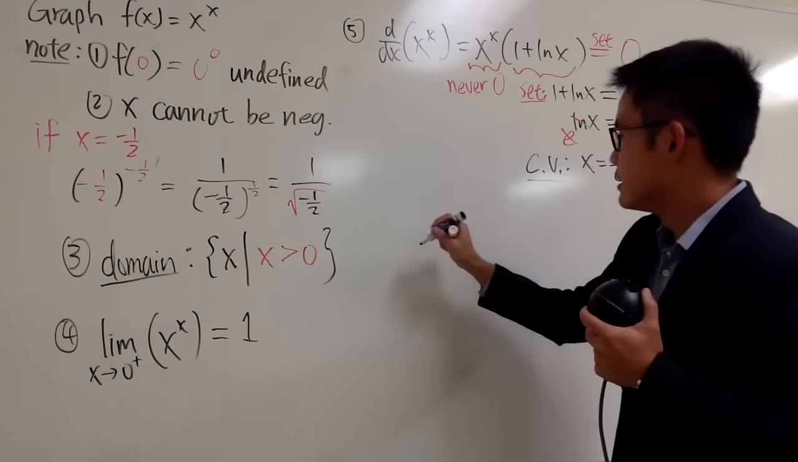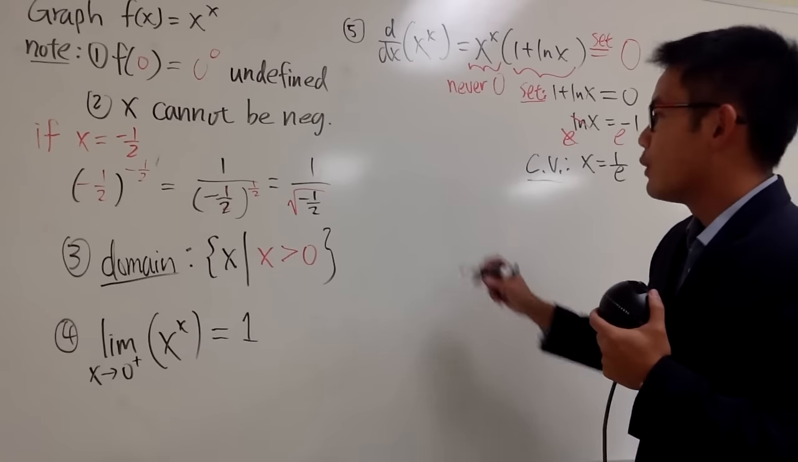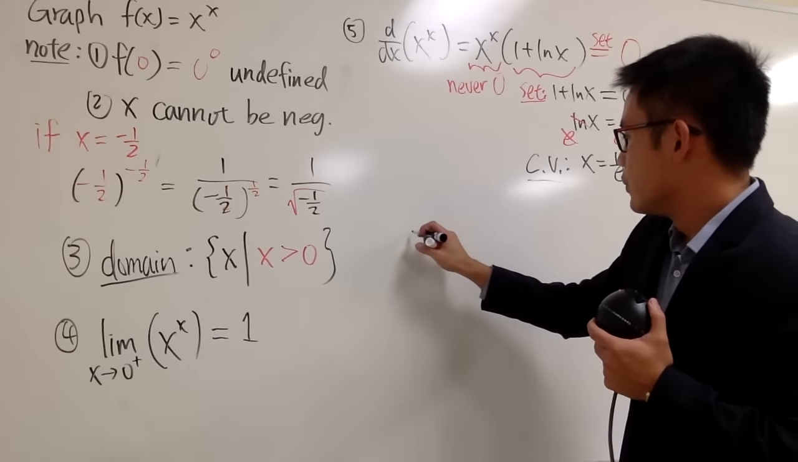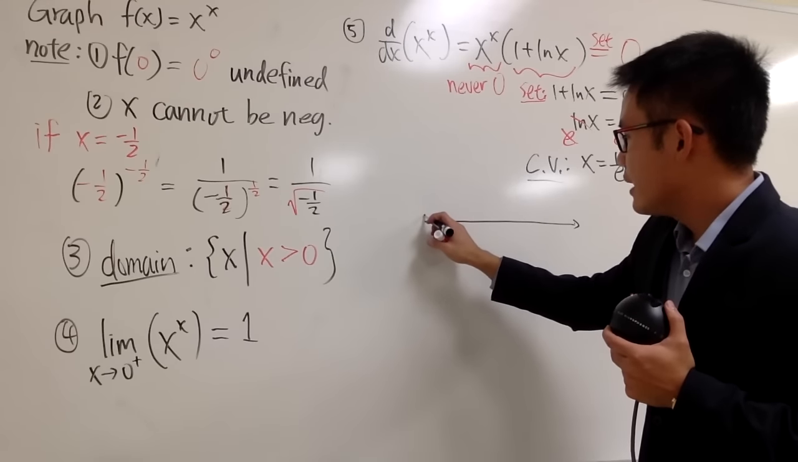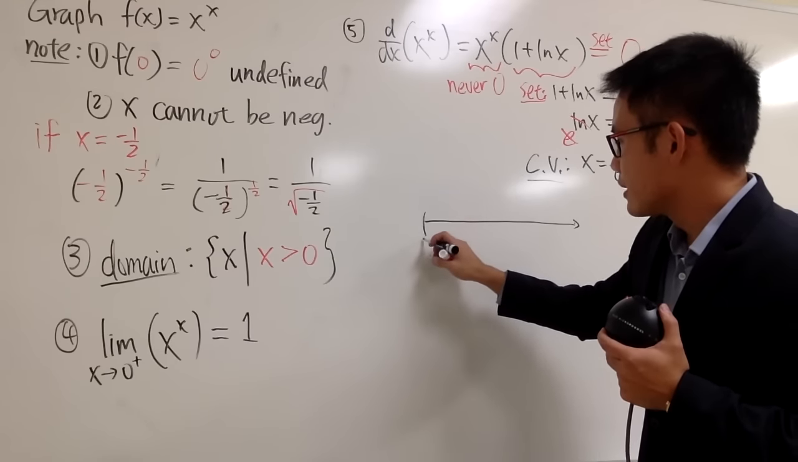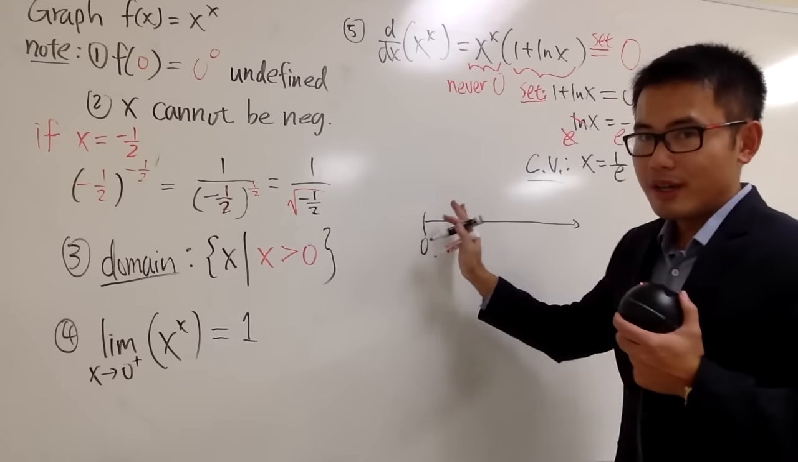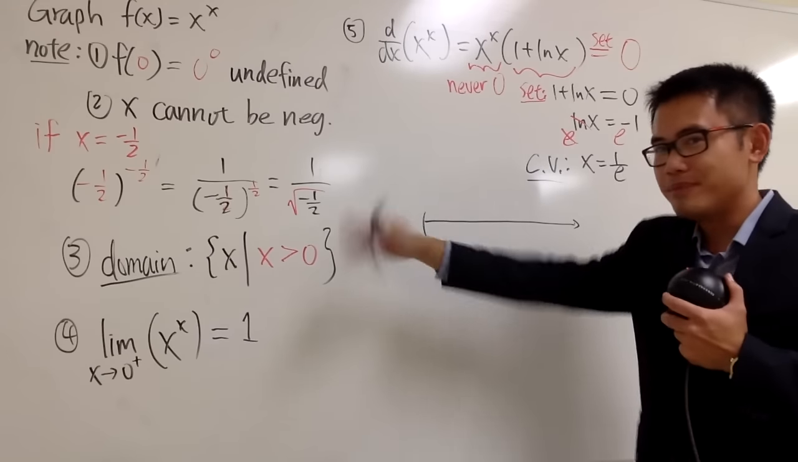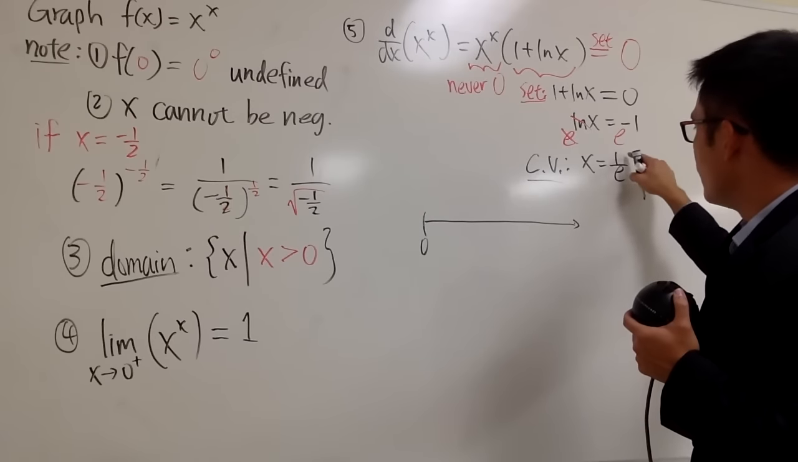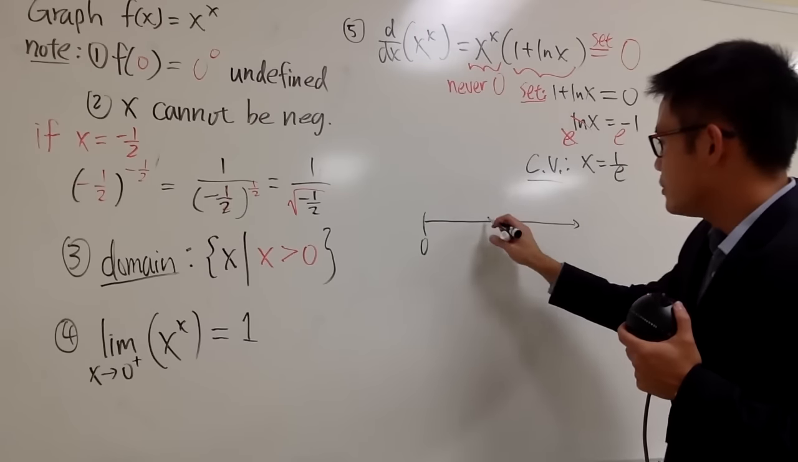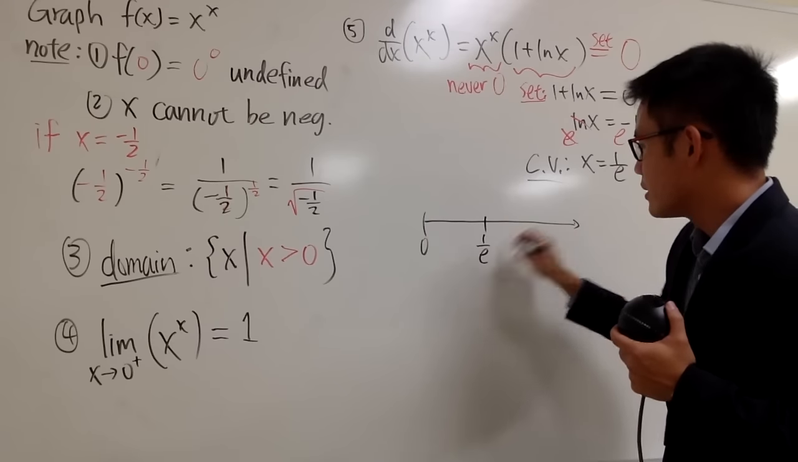And now this is the first derivative test. So I will just write it down right here for you guys. We have a number line like this, right? And I don't want this to be 0, so let me just do it like this. This is 0, but I don't want x to be 0. Anything before 0 is bad. Anyway, when we have 1 over e, let me just say this right here somewhere.